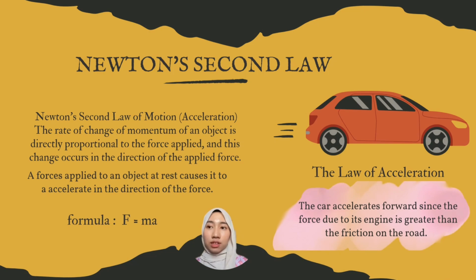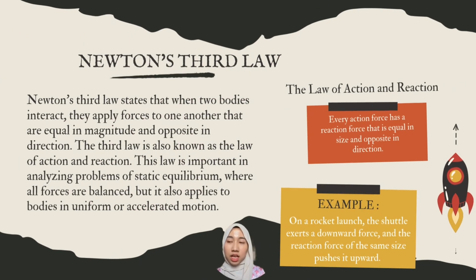Newton's second law of motion, acceleration. The rate of change of momentum of an object is directly proportional to the force applied, and this change occurs in the direction of the applied force. A force applied to an object at rest causes it to accelerate in the direction of the force. The formula that we use for the second law is F equals ma. Applied force equals mass times acceleration. The law of acceleration: the car accelerates forward since the force due to its engine is greater than the friction on the road.